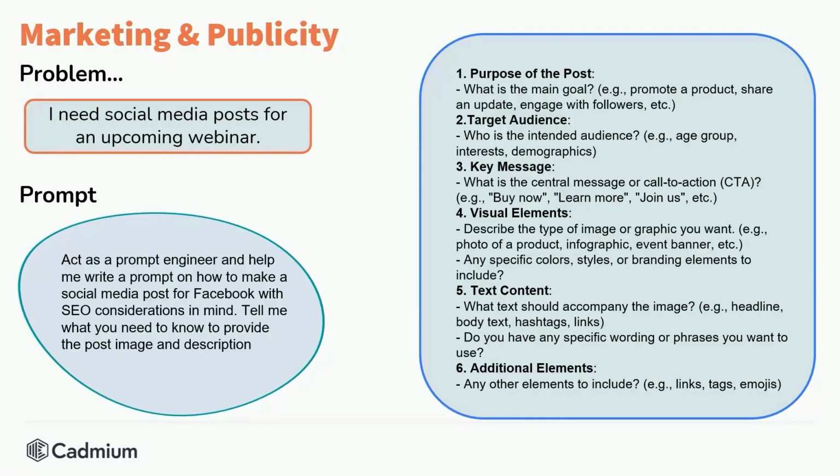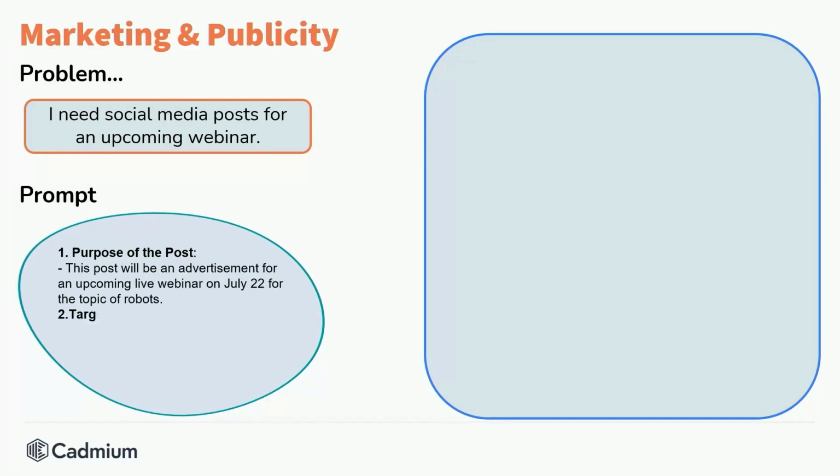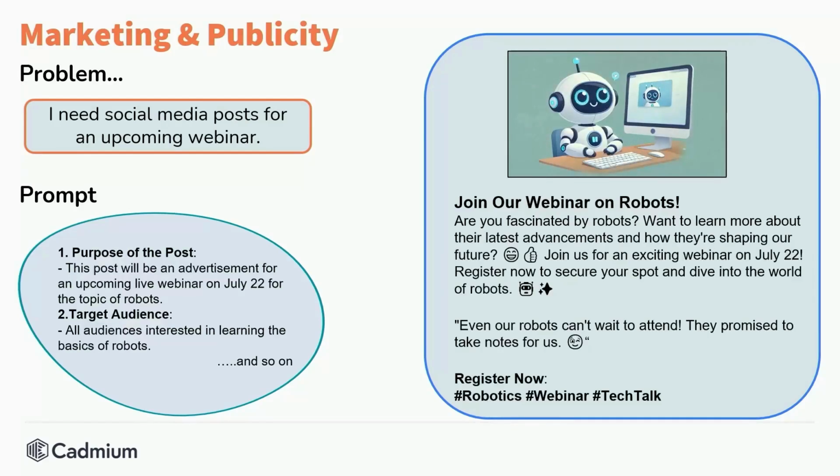And you can see from the output, it's giving me that I need to know the purpose of the post, the target audience, the key message, the visual elements, the text content, and any additional information. So that's exactly what I did. I now created another prompt, copy and pasted, and provided the text that it needed. And I just did that in an outline form. Number 1, I did the purpose of the post. This post will be such and such. The target audience, all audiences interested in learning about robots, and so on. So I did all 6 of those into my prompt. I just didn't write them here. But as a result, it gave me a fairly accurate social media post that I was looking for.